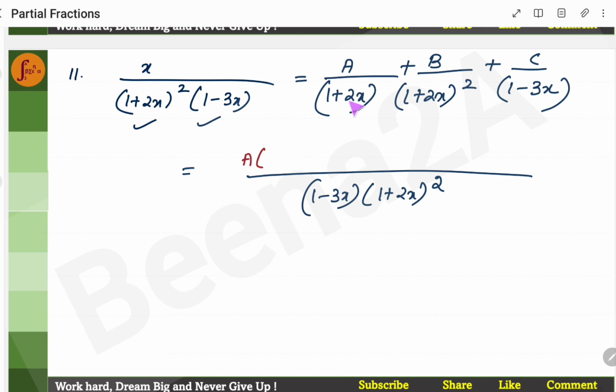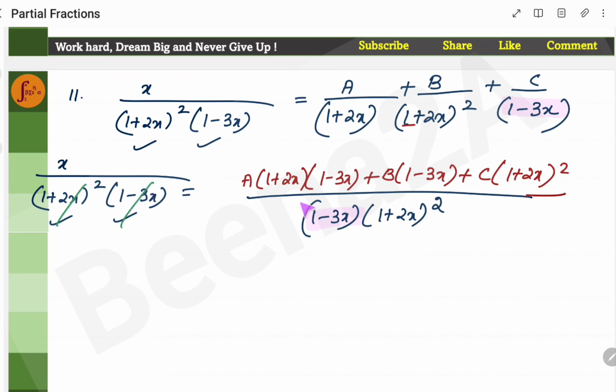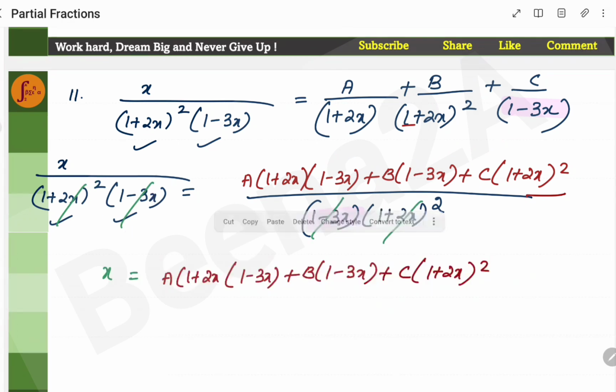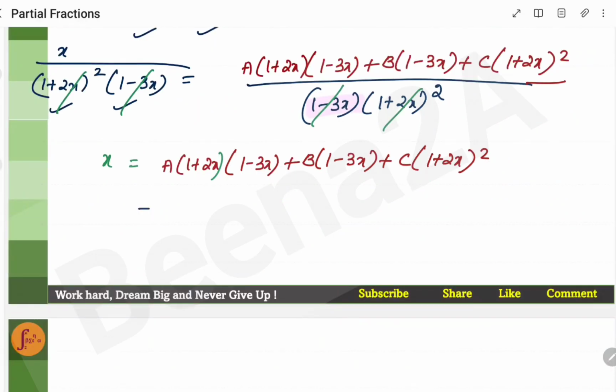A into, I already have 1 plus 2x here, but I need another 1 plus 2x and 1 minus 3x. Plus B, I have 1 plus 2x the whole square. What is left? 1 minus 3x. Plus C into, here I have 1 minus 3x already. What is left? 1 plus 2x the whole square. Now the denominators can get cancelled. So I'll be left with x is equal to this expression. So now let's find the values of x.